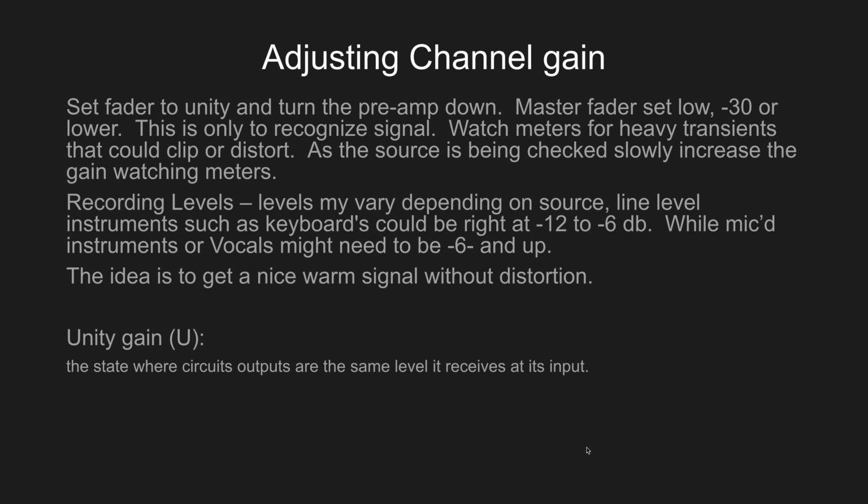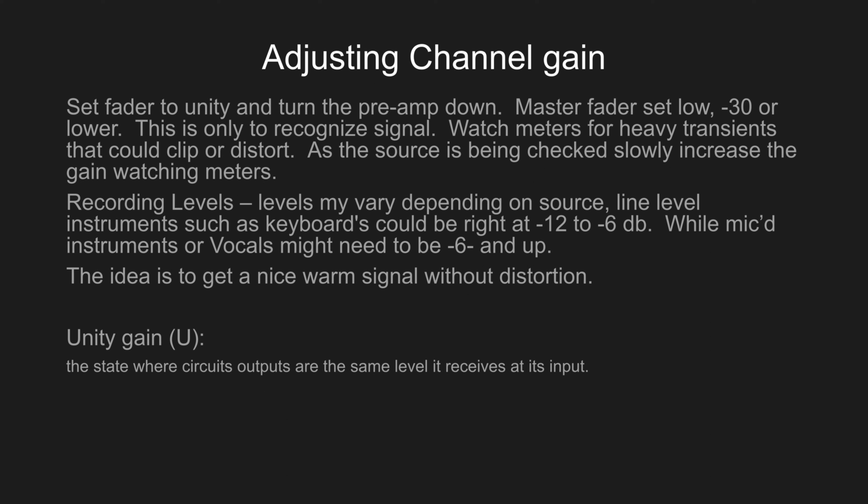Okay, let's talk about adjusting channel gain. To do this, you want to set your fader to unity and turn the preamp down or up so that the master fader, typically the book tells you to start your master fader at about -30 or lower to recognize the signal. This definitely is good if you're doing live sound, starting out, so that you don't blow anything up as far as speakers, or you don't pop a speaker or something. But once you get more experience with it, you have more knowledge of where to start that.